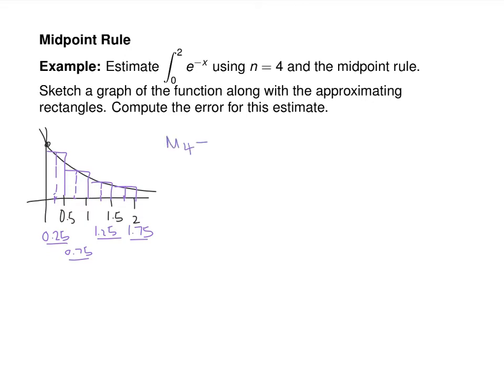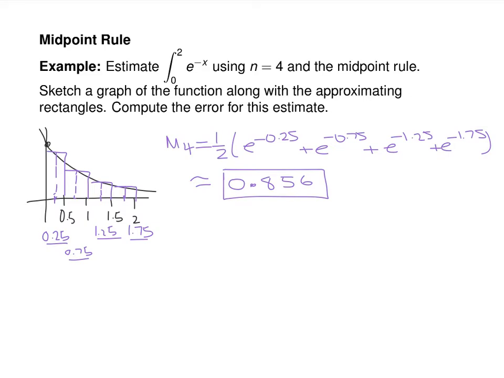So M4 will be 1/2 times e to the negative 0.25 plus e to the negative 0.75 plus e to the negative 1.25, and then plus e to the negative 1.75. And that's approximately equal to 0.856.